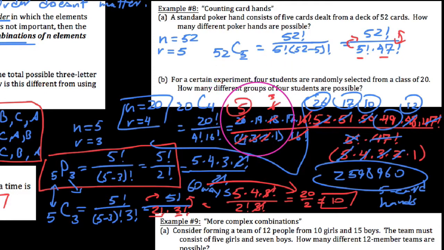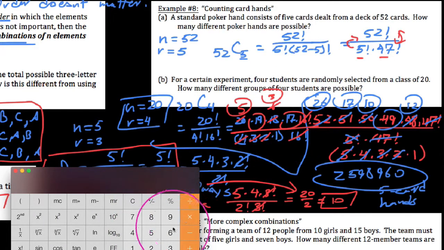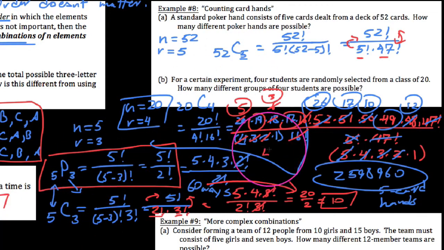So we say, all right, well, I think we canceled everything out. So 5 times 19 times 3 times 17. We end up with 4,845 ways. So in our next video, we'll talk about some more exotic combinations.